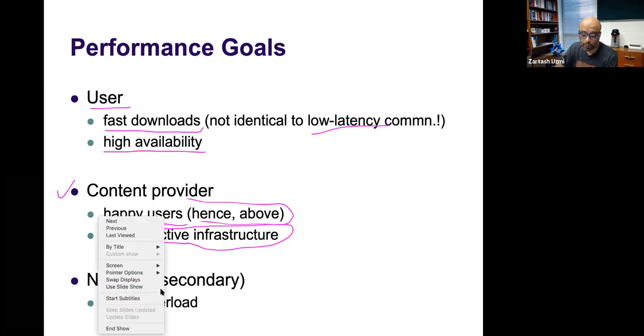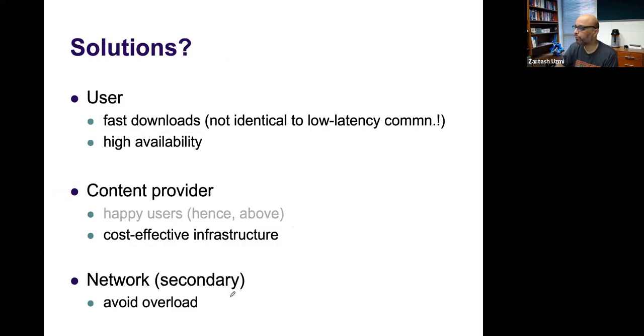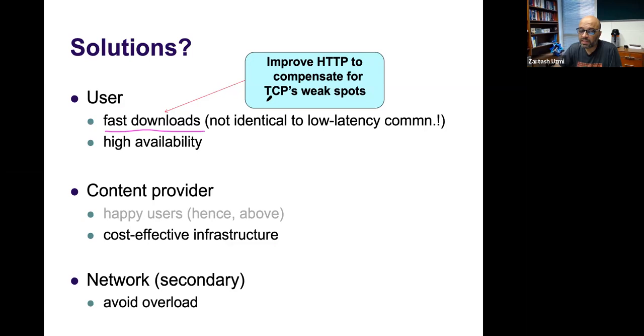Similarly, the network would want to be happy as well, because the network does not want to be overloaded. So how do we make the users happy, through fast downloads? So for making sure that we have fast downloads, we will need to improve the HTTP performance to compensate for some of the TCP's weak spots. Okay, when we go to the next chapter, we will find out that TCP is not the most efficient.